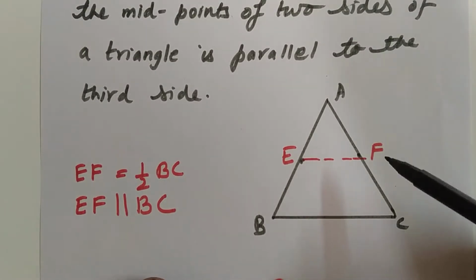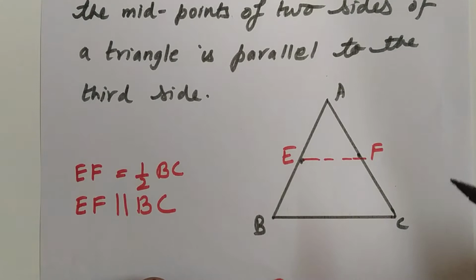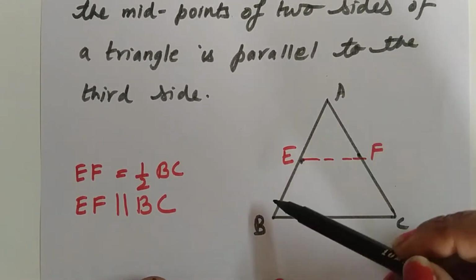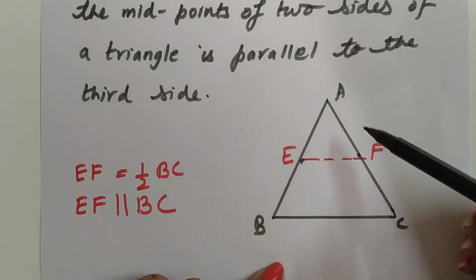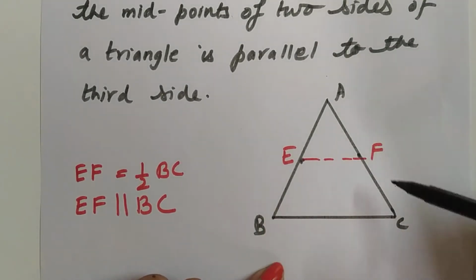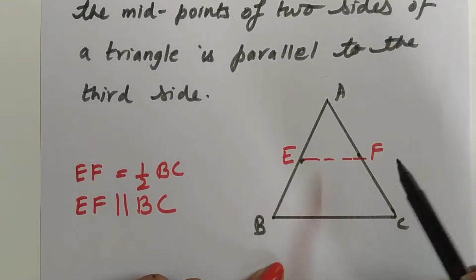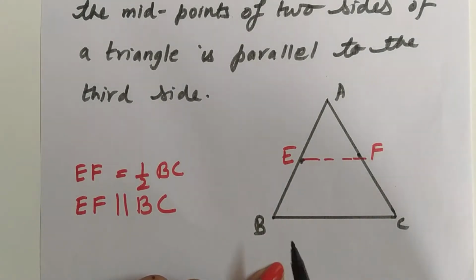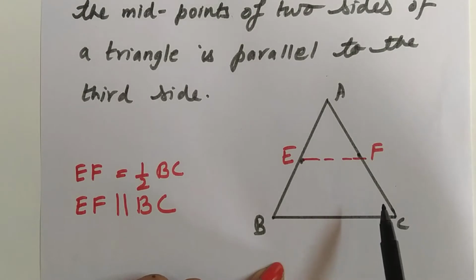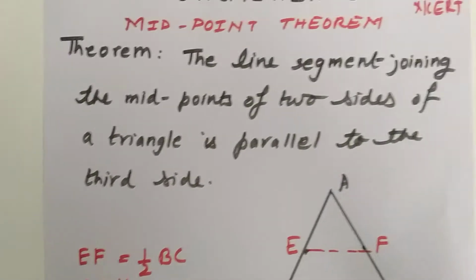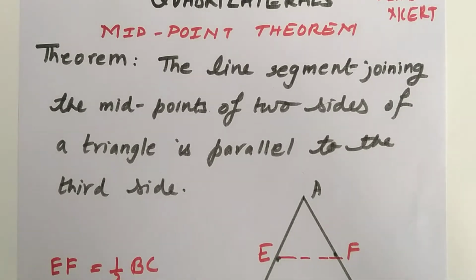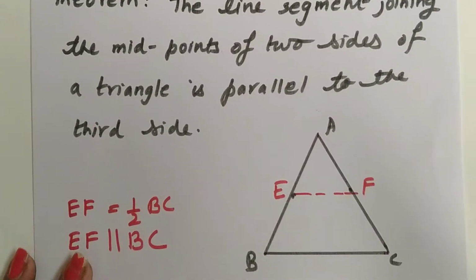Let's understand this with an example. We have a triangle ABC, and E is the midpoint of one side, that is AB, and F is the midpoint of the second side, that is AC. If we join E to F, then EF will definitely be parallel to the third side, that is BC, and EF will be half of BC. So this is the midpoint theorem, and we are going to apply the result of this midpoint theorem in solving exercise 8.2.